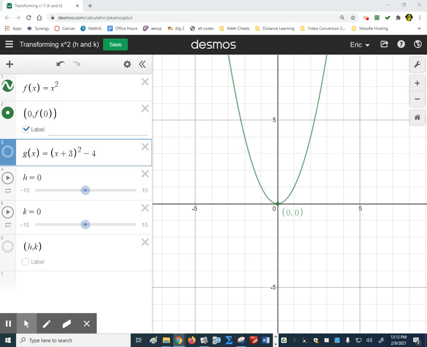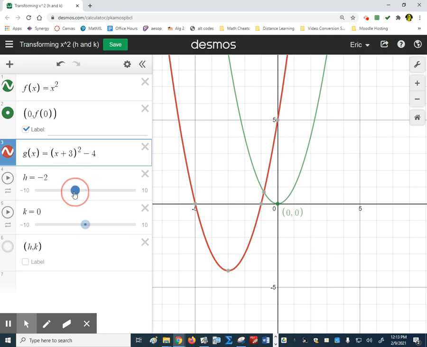Okay, let's think about this piece by piece. So it looks like I did two things. I added 3 to x inside the function, right? What should that do? Inside the function is the backwards one, right? So adding 3, it actually doesn't move it right. It moves it left that amount, doesn't it? And then outside of the function, I subtracted 4, so that should go down. So it should go left 3 and down 4. Let's check it out. Yeah, it did it, didn't it?